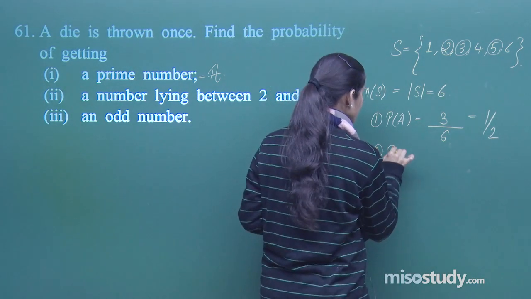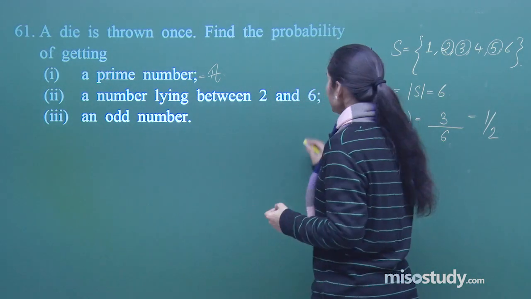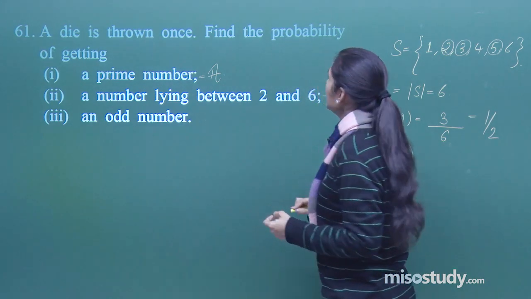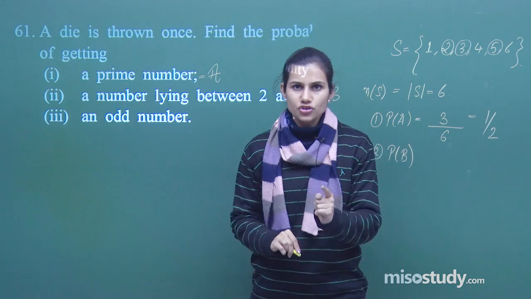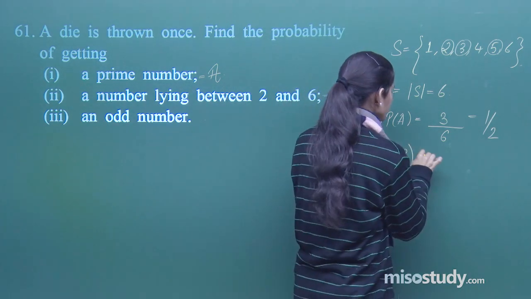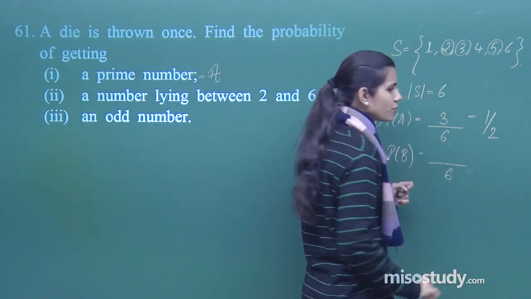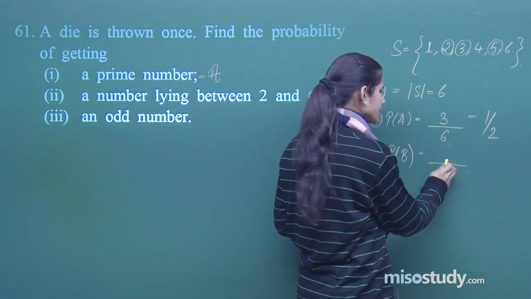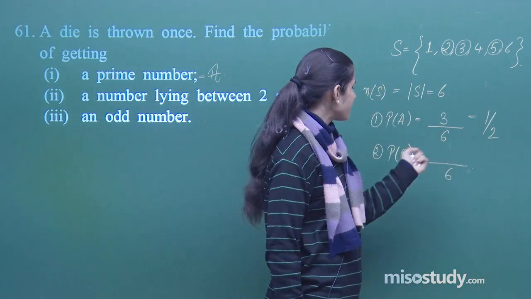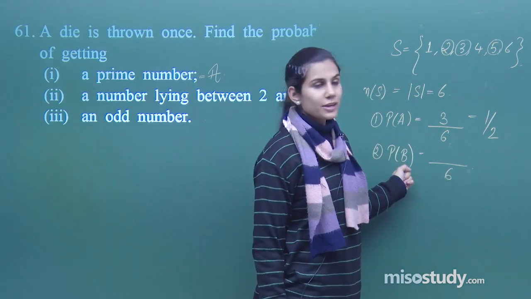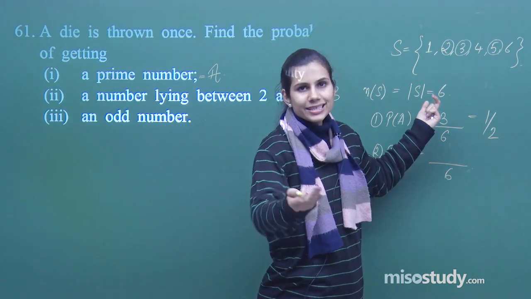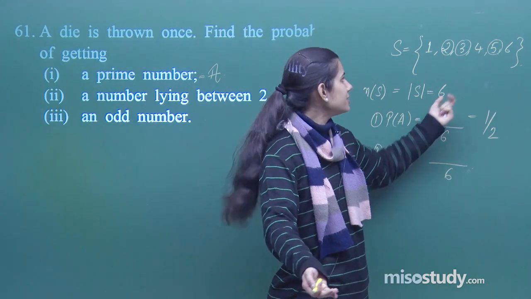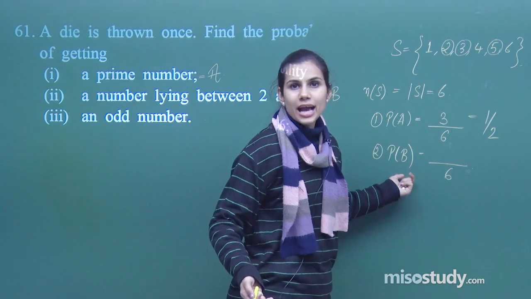Similarly, if I define this event as event B, that means find the probability of getting a number lying between 2 and 6 strictly, then what is the probability of occurrence of B? Again, the total number of possible outcomes is 6. Out of these 6 possible outcomes, how many are there which are favoring my event B? That means which are those possible outcomes which, if they come up as an outcome in any trial of the experiment, are going to make my event B happen.